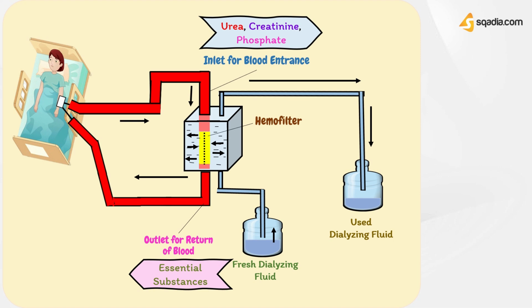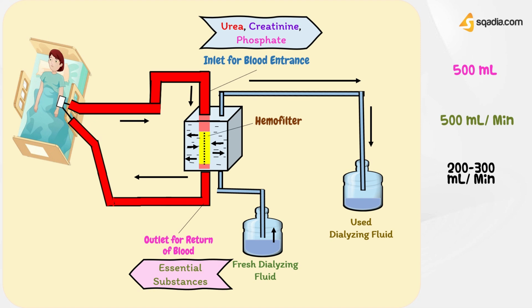Total amount of blood in the dialysis machine at a time is about 500 milliliters. The rate of blood flow through the dialysis machine is about 200 to 300 milliliters per minute, and the rate of dialysate flow is about 500 milliliters per minute.